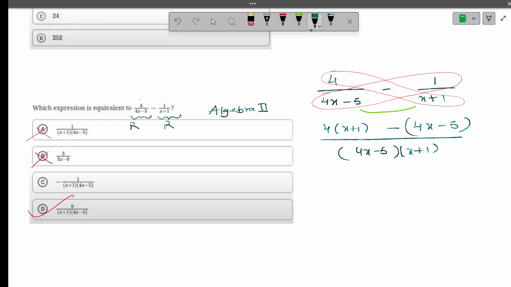You don't see any answer choice similar to this, so simplify the numerator. See the denominator, you can see 4x minus 5 times x plus 1, it is either A or D. But for the numerator, you can simplify this. So this is 4x plus 4 minus 4x plus 5. So 4x gets cancelled, 4 plus 5 is going to be 9. So answer choice D is correct.